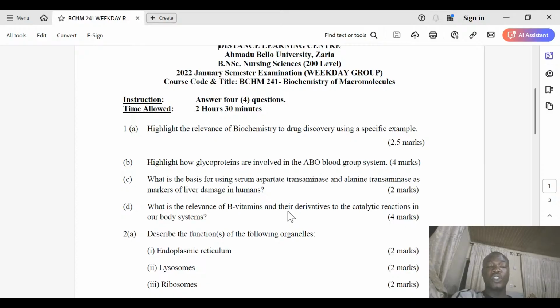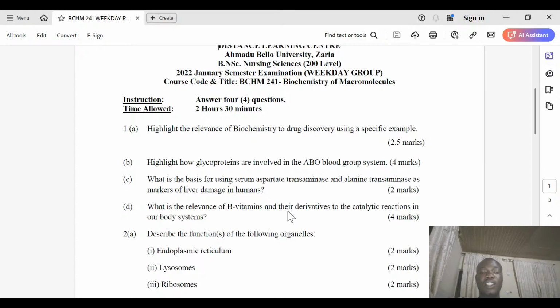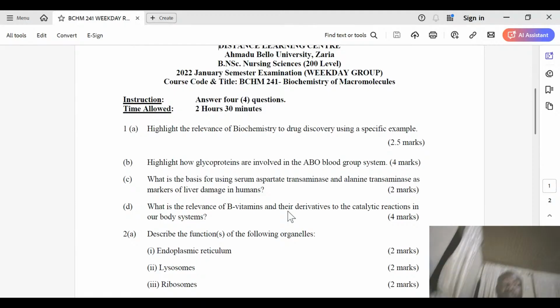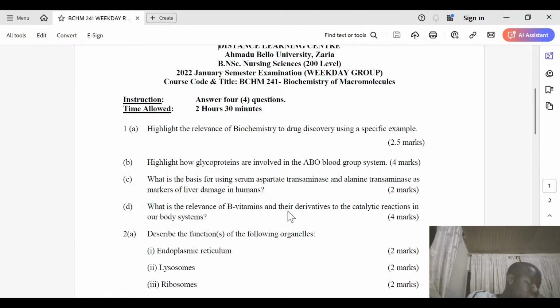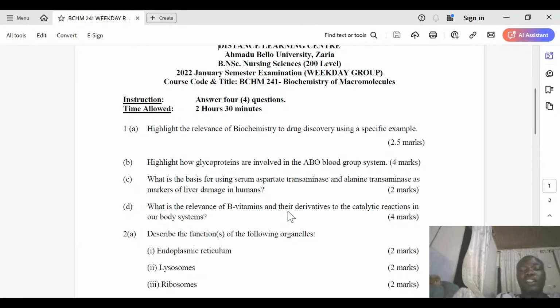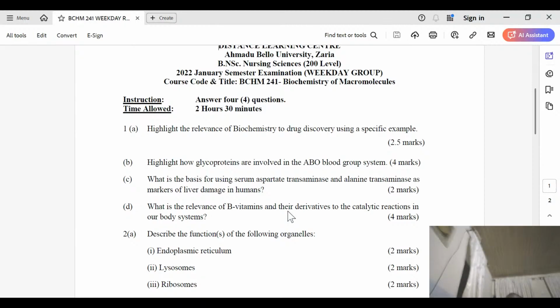So let's move to question 2A. Question 2A says, describe the functions of the following organelles. The first organelle is the endoplasmic reticulum. Who can tell me what the functions of the endoplasmic reticulum in a cell are? Let me get the answer in the comments.